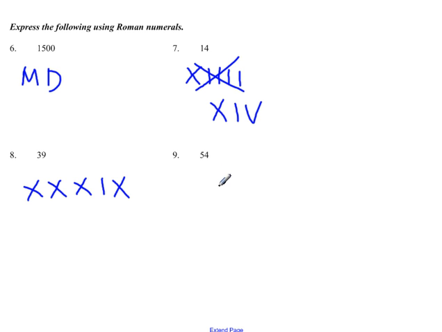Okay, let's try 54. 50 is L, no problem there, but we have that complicated 4. Remember, anytime you see 4, you're going to subtract 1 from 5. Anytime you see 9, you're going to subtract 1 from 10. So we're going to take 4 is IV.